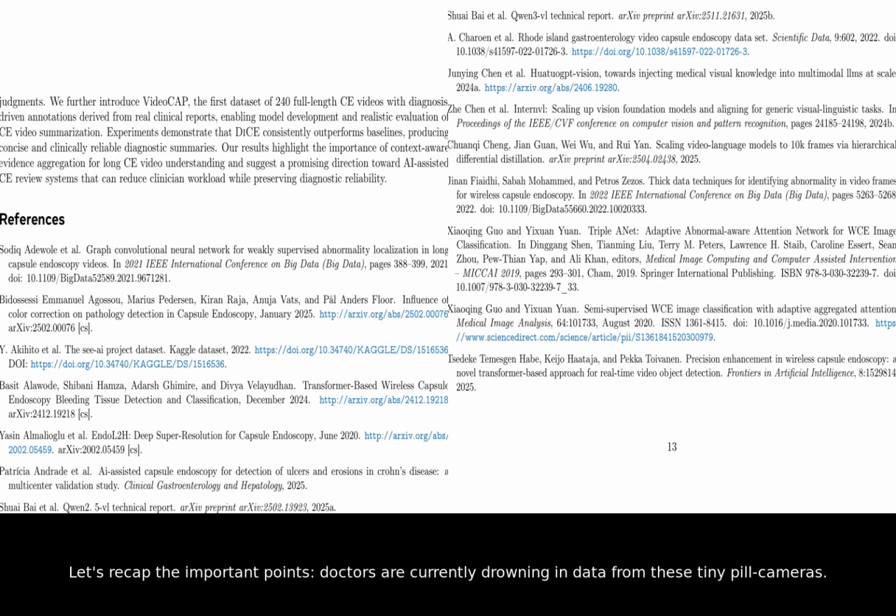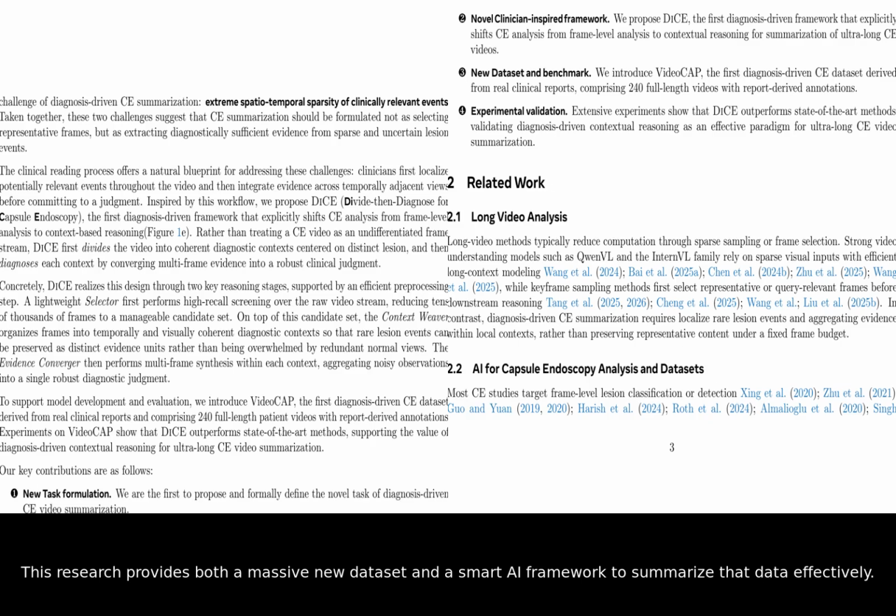Let's recap the important points. Doctors are currently drowning in data from these tiny pill cameras. This research provides both a massive new dataset and a smart AI framework to summarize that data effectively. It works by filtering, grouping, and then confirming medical evidence just like a human expert would.